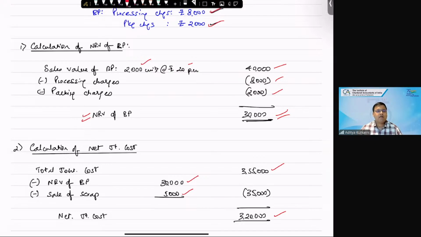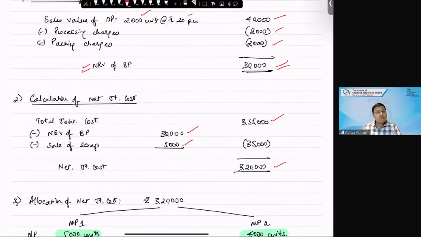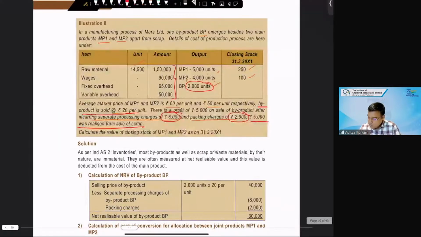Sumit, Mamta, Pooja, everything okay? Nisha, Vignesh, all clear, sir? The profit of 5,000 on sale of byproduct, what do we have to do with this 5,000? Profit of 5,000 you ignore because what we have to deduct is the net realizable value. We are not concerned with what is the profit I am making on the sale of the byproduct. That sentence does not carry any relevance. Okay. Hemant, you have a doubt?